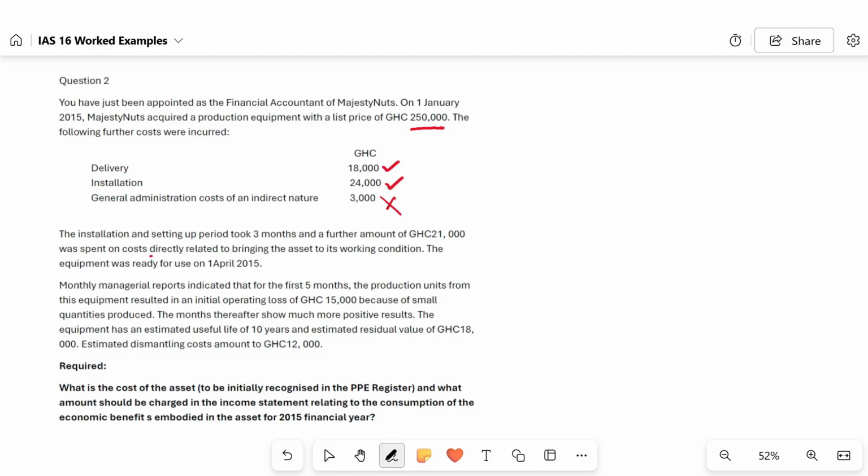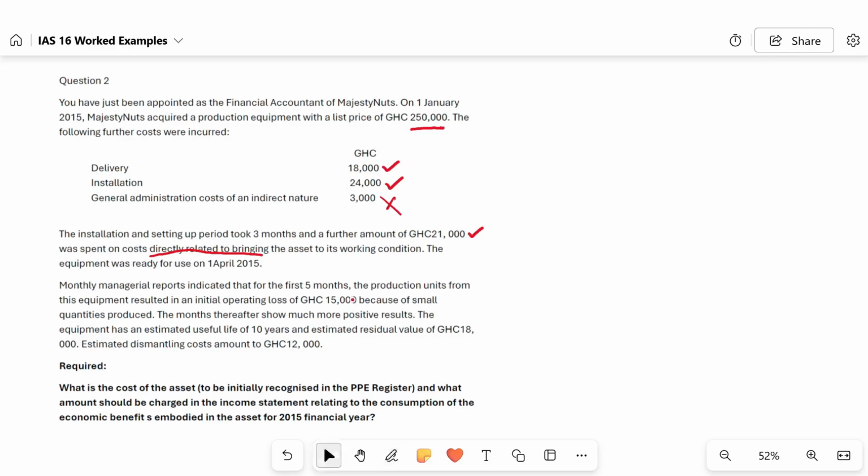This is the key word. Directly related to bringing the asset to its working condition. We will include this as well. The equipment was ready for use on 1st April 2015. Monthly managerial reports indicated that for the first 5 months, the production units from this equipment resulted in an initial operating loss of 15,000 because of small quantities produced. IAS 16 states that initial operating losses before the asset reaches planned performance should be recognized as an expense.